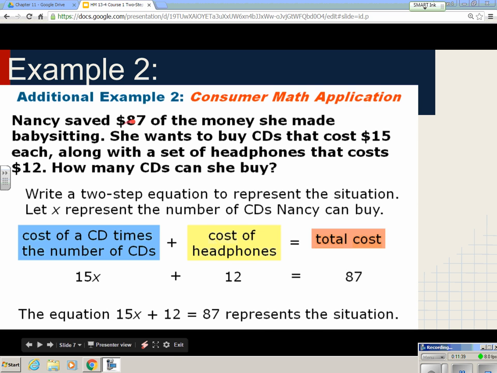Nancy saved $87 of her money that she made babysitting. She wants to buy CDs that cost $15 each, along with a set of headphones for $12 so she can listen to them. So how many CDs can she buy?